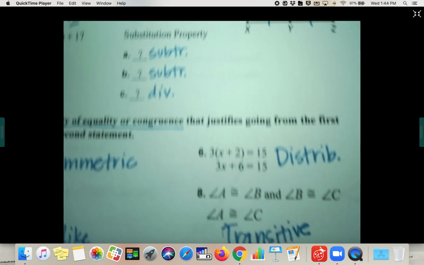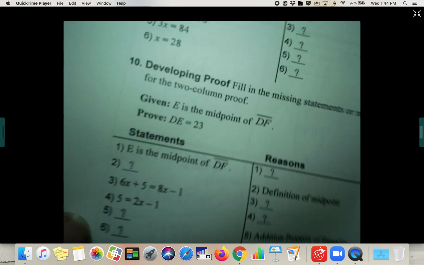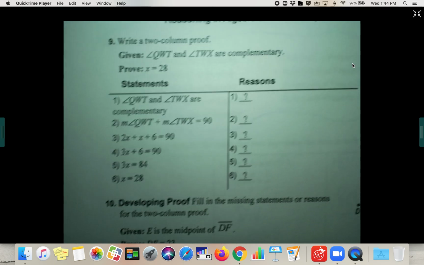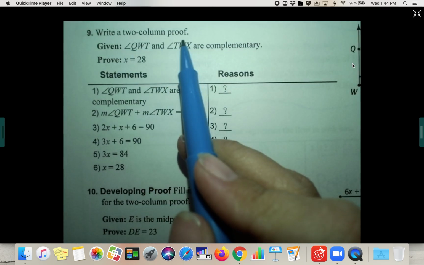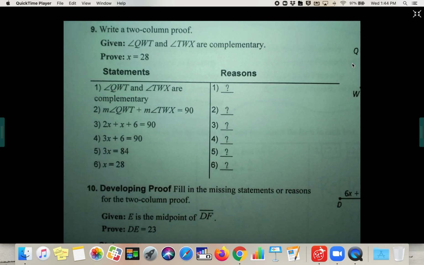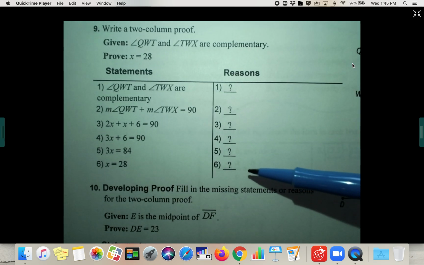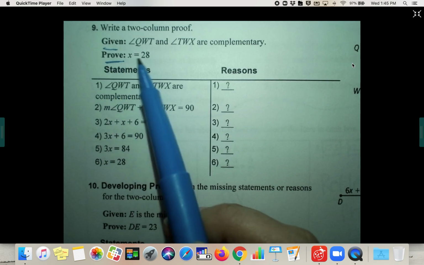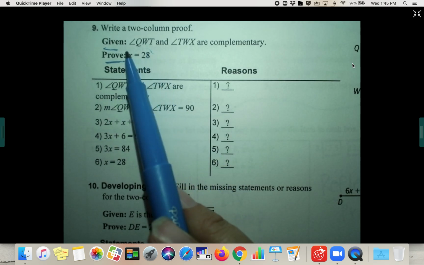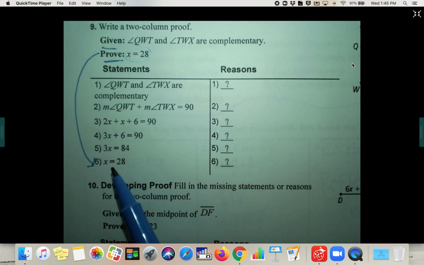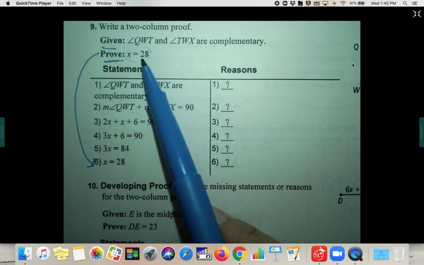All right, let's look at the last page. So in our last page, we are looking at more actual 2-column proof. So this is where we're going to start leaving our just laws and now start writing them in actual 2-column proof form. So when you have a 2-column proof, you are always given something and you're always trying to prove something. And your proof is always the very last step. So after all these steps, you can see that x equals 28, and that's what we're trying to prove.